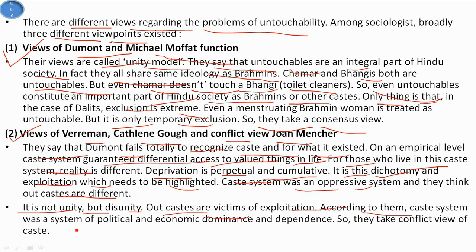According to them, the caste system was a system of political and economic dominance, because as we saw in the study, the Dalits present in rural India do not have any land, so they are economically deprived because of that. And so they take a conflict view of caste.